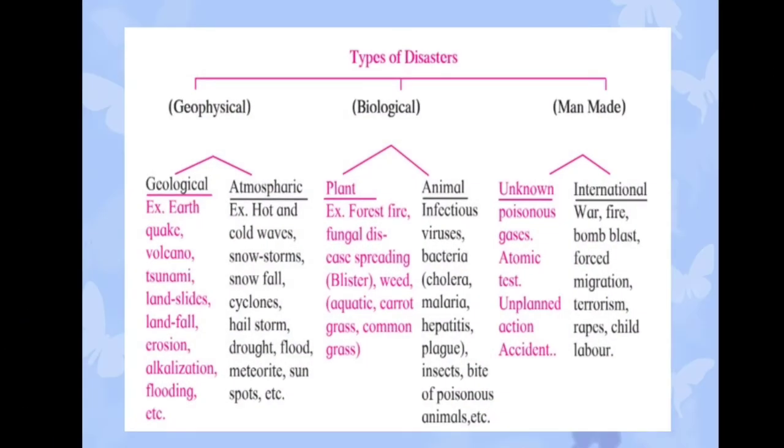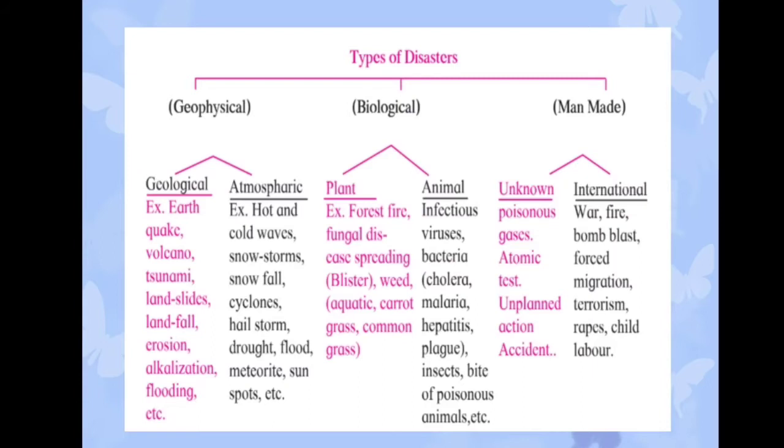Types of disasters: geological, for example, earthquake, volcano, tsunami, landslides, landfall, erosion, alkalization, flooding, etc. Atmospheric and geophysical, for example, hot and cold waves, snowstorms, snowfall, cyclones, hailstorms, drought, flood, meteorite, sunspots, etc.